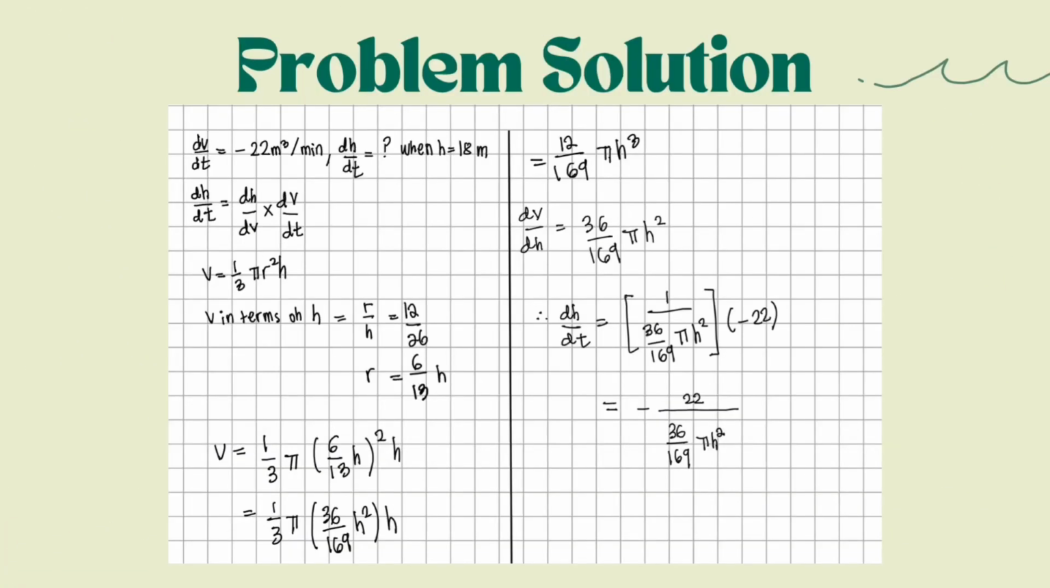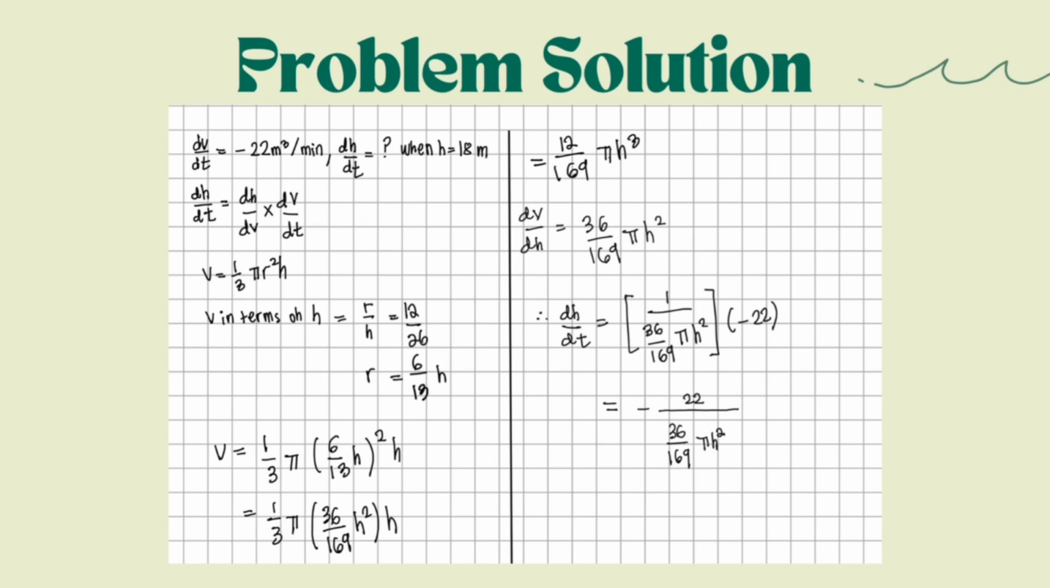Firstly, we are required to take out all of the information given in the question. Then, in this question, we are required to state the rate of water decreasing when the water is 18 meters deep. The first step we need to take is to write out the chain rule, which is dH over dt equals dH over dV times dV over dt.